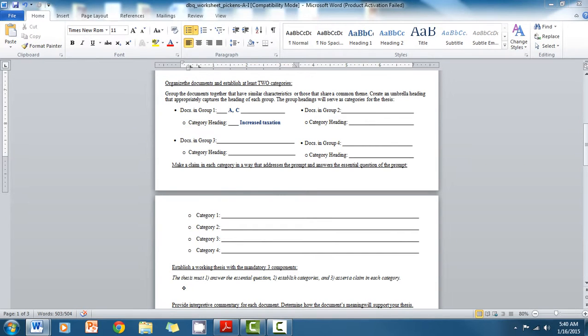The next group of documents seem to have some kind of correlational theme: documents B and D. In both of those documents, there seems to be a reference to political representation, but more so the lack of political representation.